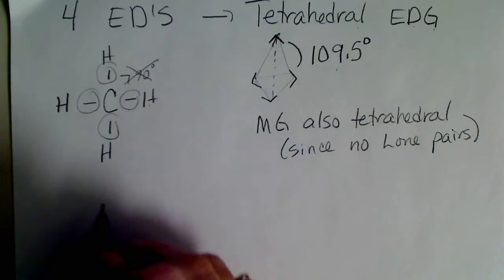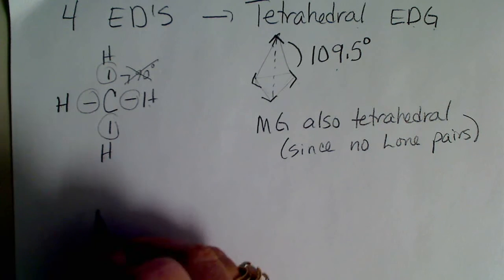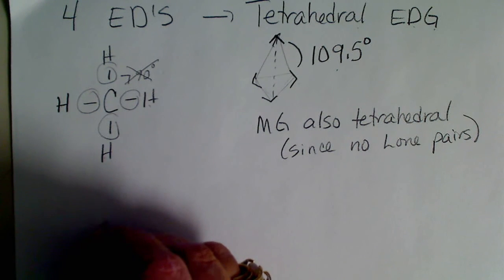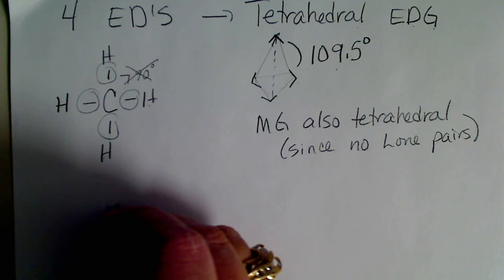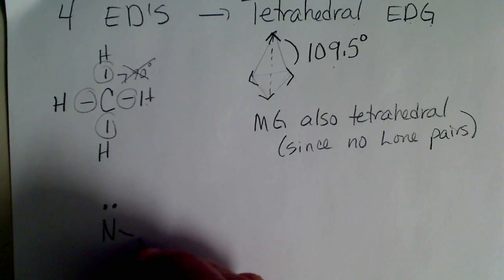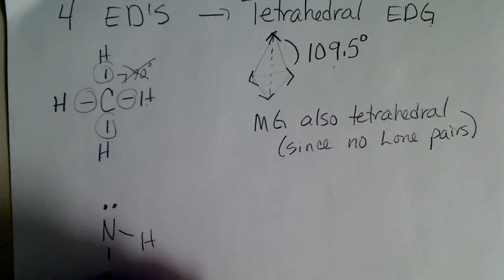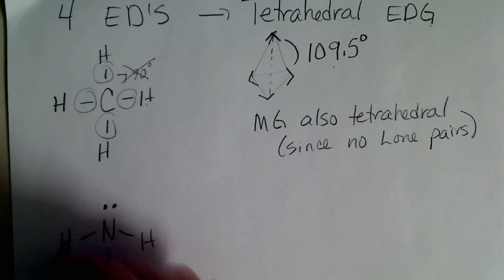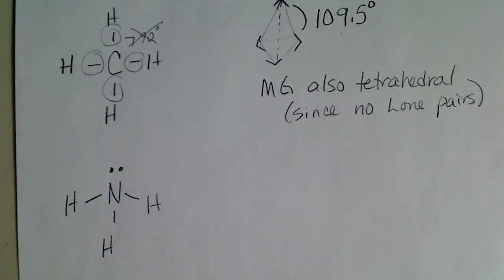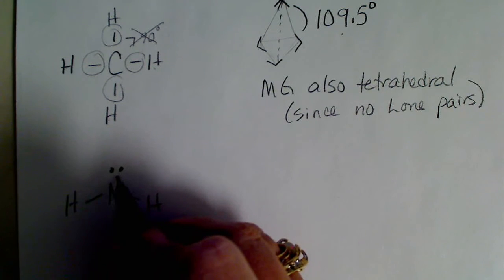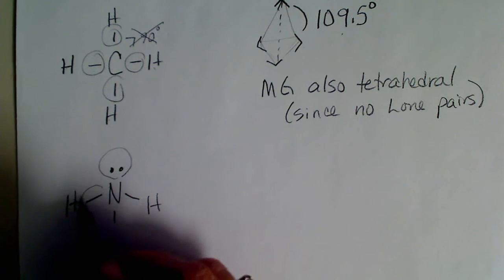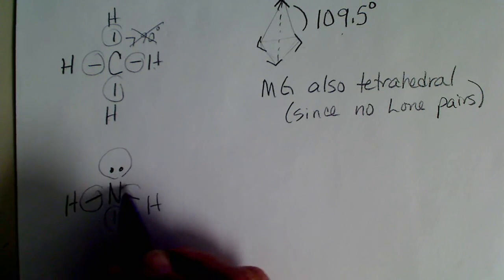We could also have NH3, ammonia, which is the simplest amine group, nitrogen group. So if we draw NH3, there are also 4 electron domains, 1, 2, 3, 4.